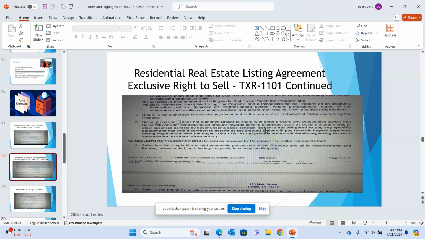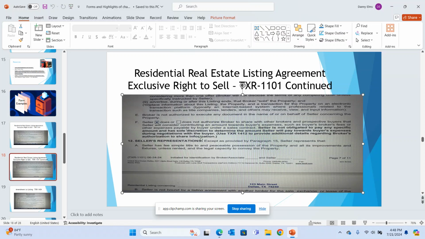Look what's in bold here. Seller is not obligated to pay any specific amount and has sole discretion to determine the amount seller will pay towards the buyer's expenses during negotiations with the buyer. That's important because that's what this lawsuit is all about. The seller cannot be kept in the dark about how much of the compensation they're paying to our broker, United, will be shared with the cooperating broker.